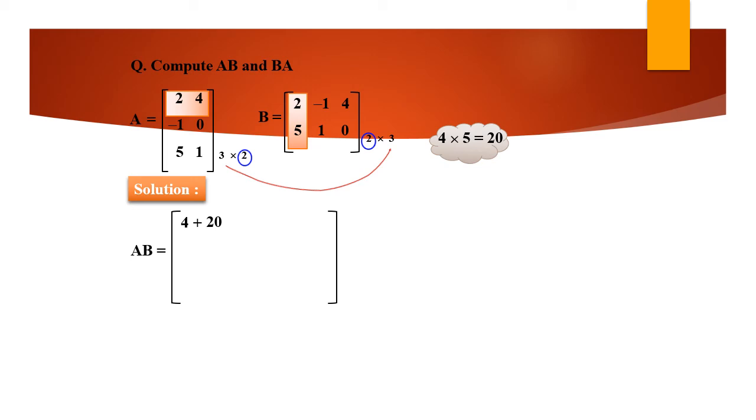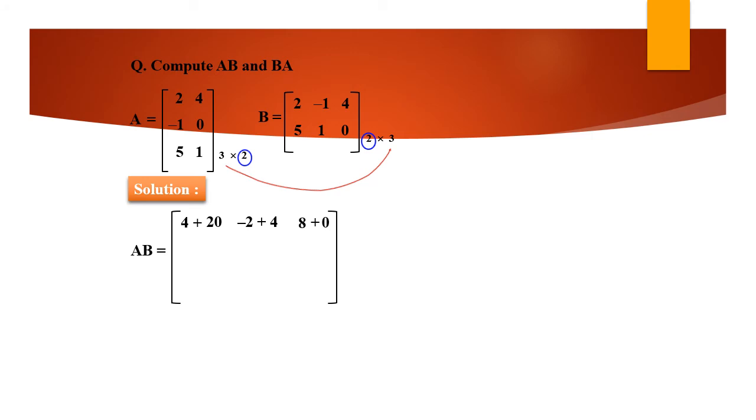Next, second element, we are multiplying the first row with the elements of second column. So 2 into minus 1, we get minus 2, and 4 into 1, we get plus 4. So minus 2 plus 4. Third element is obtained by multiplying the first row with the third column. So 2 into 4, we get 8, and 4 into 0 is 0.